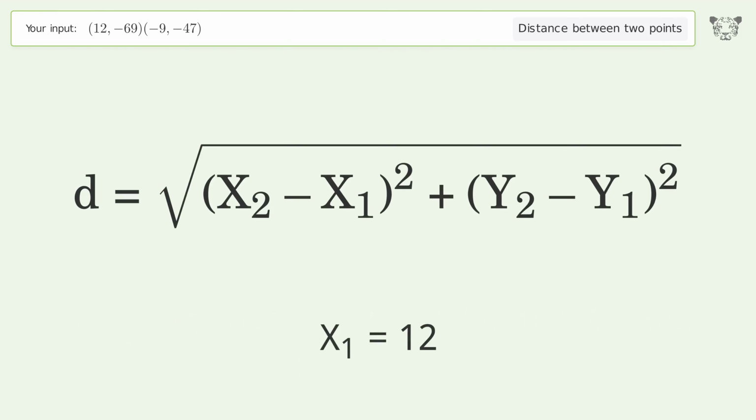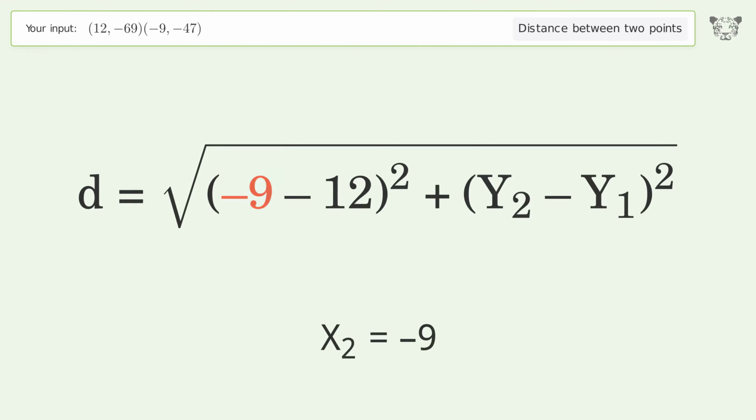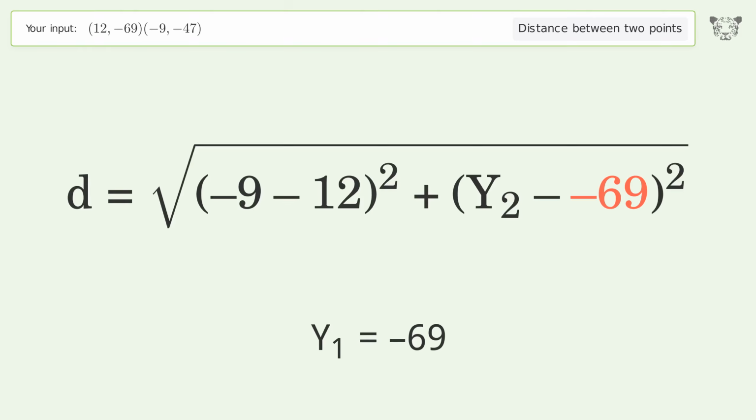x1 equals 12. x2 equals negative 9. y1 equals negative 69. y2 equals negative 47.